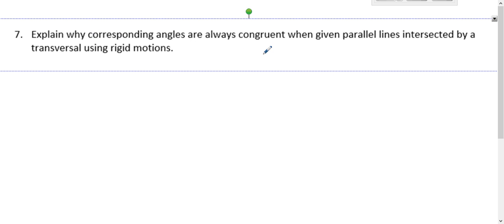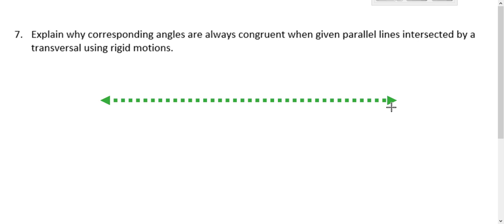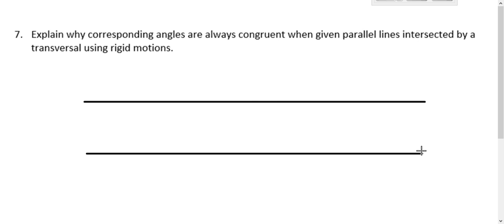Explain why corresponding angles are always congruent when given parallel lines intersected by a transversal using rigid motion. So, draw some parallel lines intersected with a transversal. If we have that, then we know that these are corresponding angles.